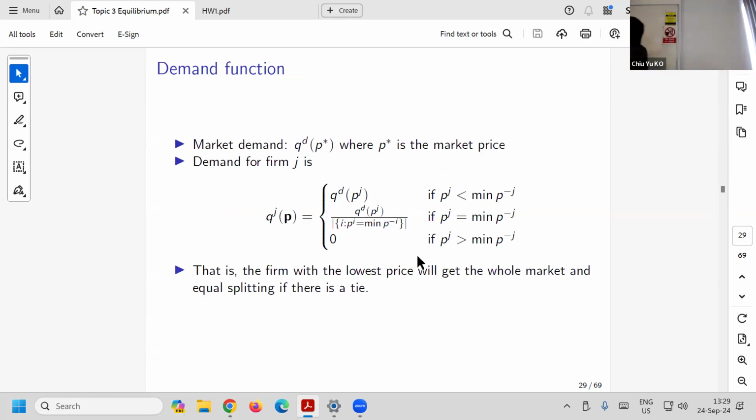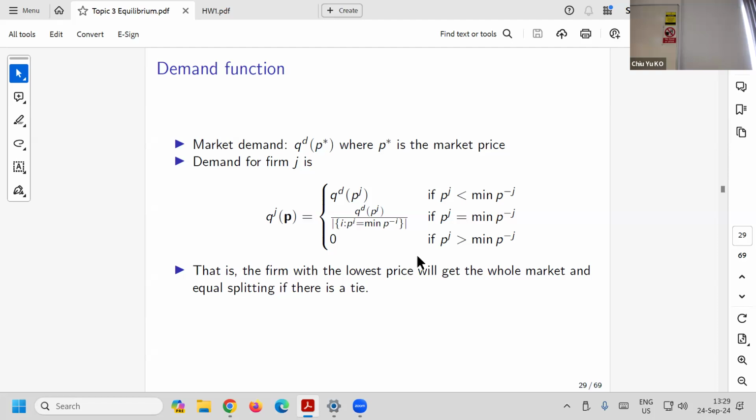And then your demand will be like this. If your price is bigger than the minimum, then you will not buy anything. If your price is lower than the minimum, excluding you, firm j, meaning the minimum price of all others is higher than yours, then you are the only one, and you get the whole demand. And if there's someone with the same price as you, then you even it out.